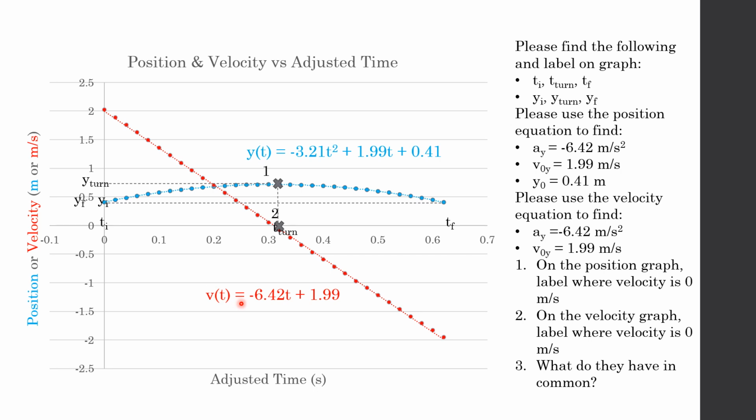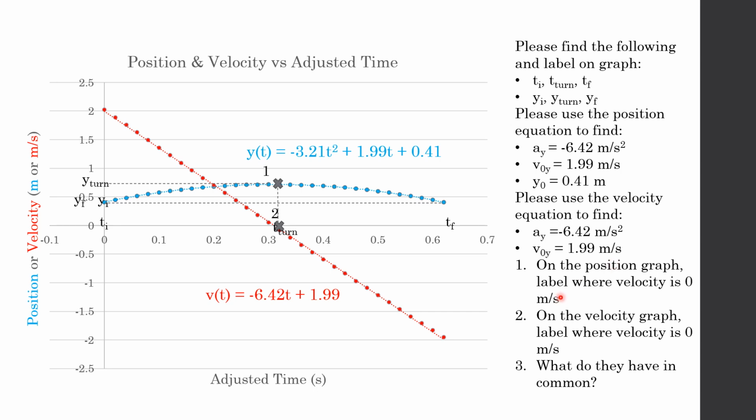We know that the velocity equation is equal to at plus v naught. So the coefficient in front of the t term for the velocity equation is going to give us the acceleration, so negative 6.42 meters per second squared. And the constant in the velocity equation is our initial velocity. So our initial velocity is 1.99 meters per second.